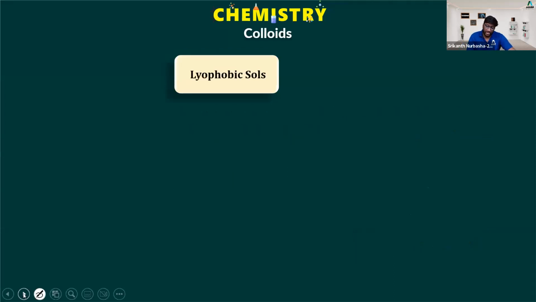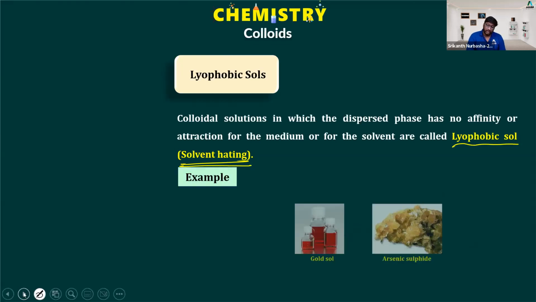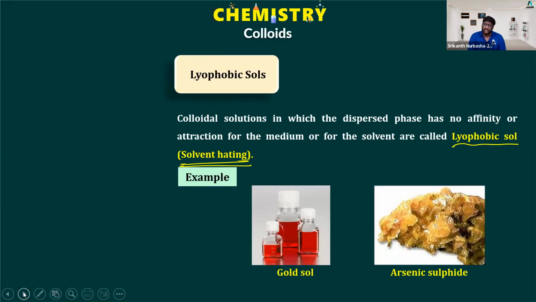Lyophobic means colloidal solutions in which dispersed phase has no affinity or attraction for the dispersion medium. They are said to be lyophobic sols. They are called as solvent hating. Example, you can take gold sol, arsenic sulfide. These are the examples of lyophobic sols.